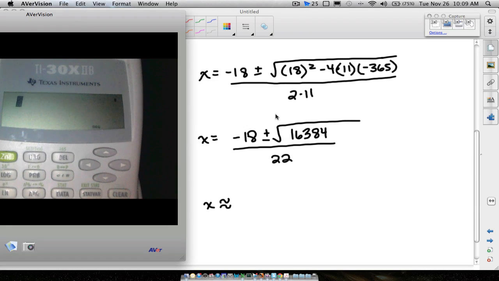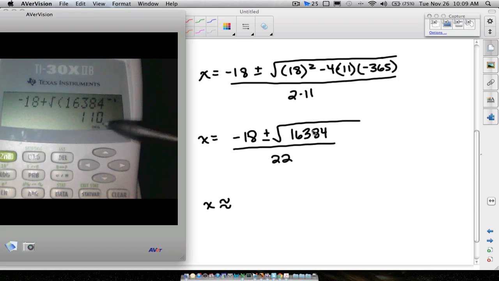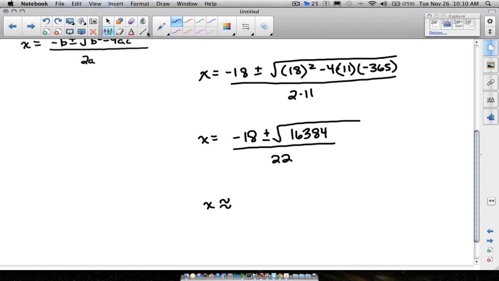So typing this in. All right, I'm going to type in this entire numerator, and I'm going to go ahead and do the plus one first. So we have negative 18 plus the square root of 16,384. So that's our numerator. Oh, that's nice. Divide. I didn't know we were going to get a nice number. Divide that by 22, we get 5. Okay, so it's not an approximation here. It's an exact. X is equal to 5.